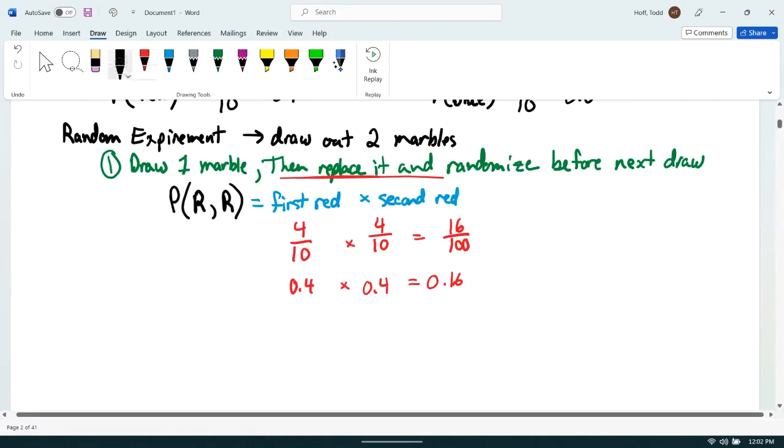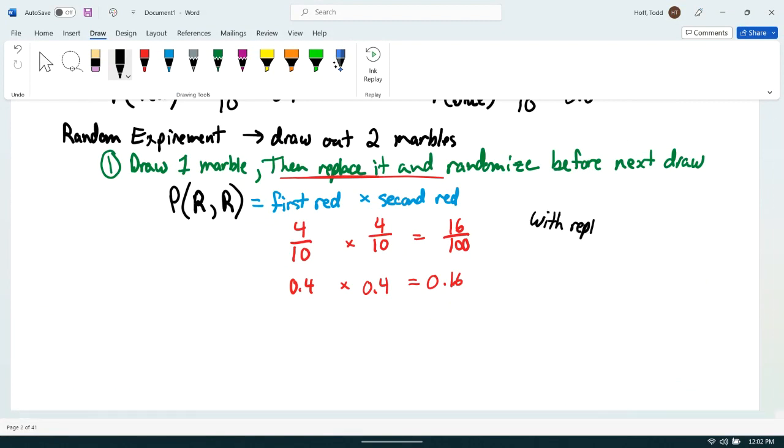This is called with replacement. If you were to get into more advanced statistics, binomial probabilities are a huge one out there. It's probably the second biggest one next to normal probabilities. Binomial probabilities, in order to work, demand that there be replacement.